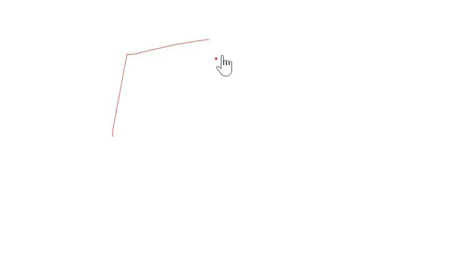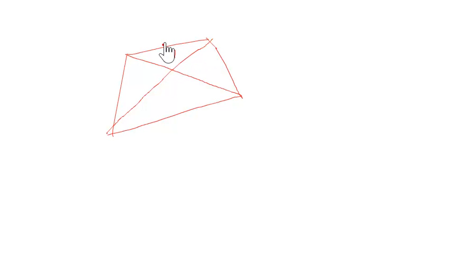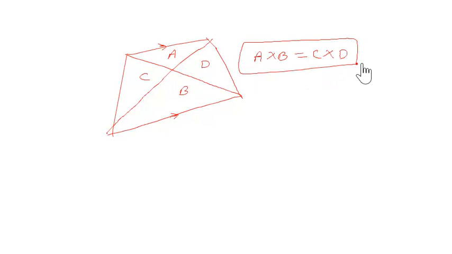In any quadrilateral, if you join the diagonals and say the area of this part is A, the area of this triangle is B, the area of this triangle is C, and the area of this is D, this is just any quadrilateral, it need not have parallel sides, then we have a very good relation: area A into area B is equal to area C into area D. It's a very important relation. Direct questions appear on this.